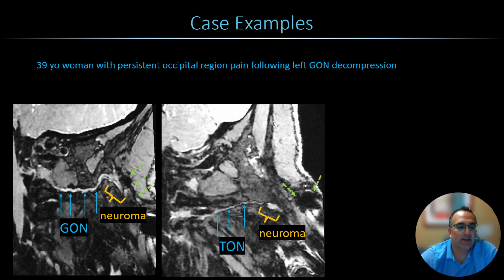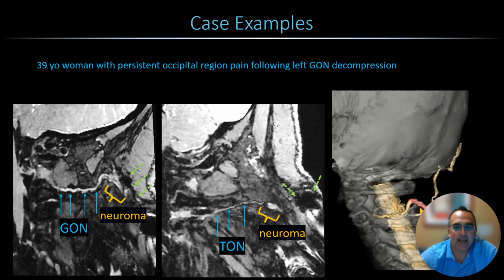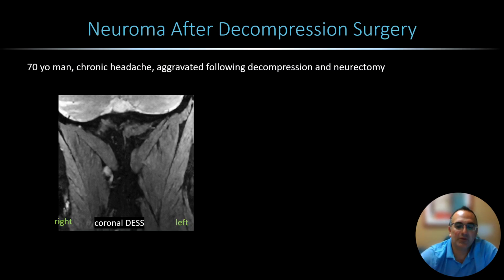Here, not only suspected neuroma of the greater occipital nerve, but also of the third occipital nerve as well. And we suspect this because there's much larger size of the nerve compared to its expected size, but also termination of the nerve in a bulbous end. Here we can fuse the nerve and bone together, and I'll show you more examples in a moment.